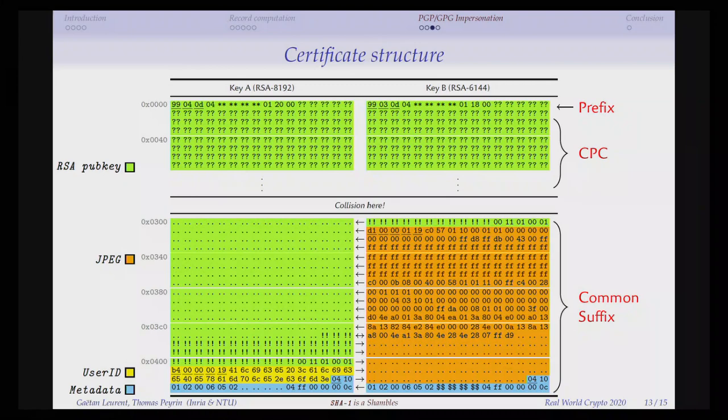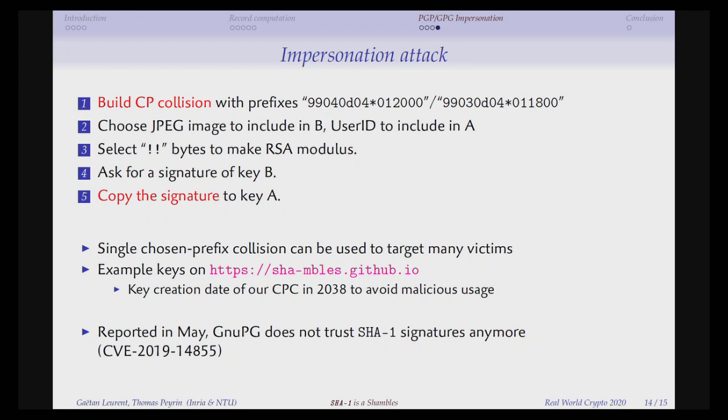And you really get 2 keys with colliding certificates. So a nice thing with this attack is also that the first thing you do is to compute this chosen prefix collision before you even select your target. So you can actually reuse your collision to attack many different targets. So you can amortize the cost, this $45,000, to break as many keys as you want. So we reported this to GNU-PG in May, and they actually fixed it, and now the modern branch of GNU-PG, they don't accept SHA-1 signatures anymore.